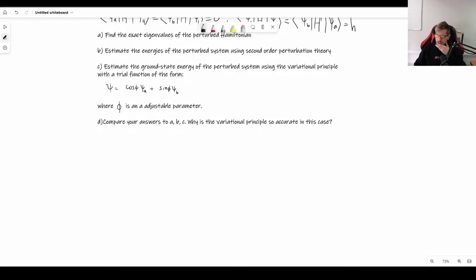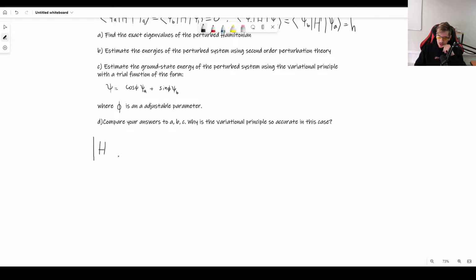Okay, so let's begin with part A. We want to find the exact eigenvalues of the perturbed Hamiltonian. To do that, we need to take our matrix for the Hamiltonian, H, and find its eigenvalues, right? That will give us the allowed energies. So how do we find the eigenvalues of a matrix?